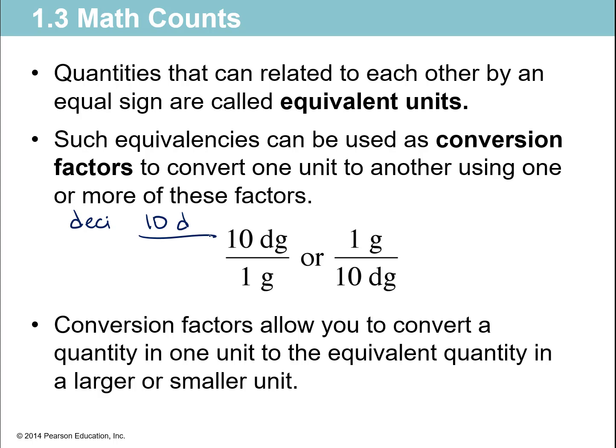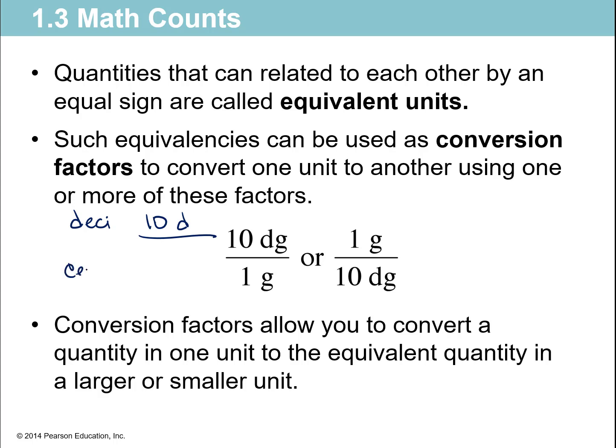It's kind of like saying 12 eggs per dozen, right? So everybody knows that there's 12 eggs in a dozen. So if you're saying get 12 eggs, or if you say get a dozen eggs, it's saying the same thing. Well, that's what this is saying. This is saying I could say 10 decigrams, or I could say 1 gram. I'm saying the exact same thing. I'm just using different units to do it.